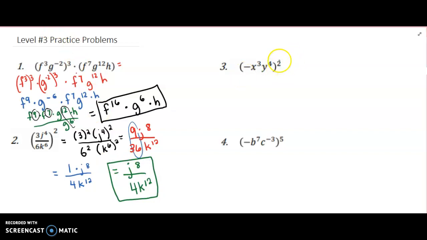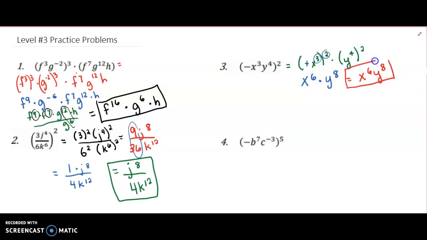All right, let's look at 3. Now remember, this 2 goes to all of these terms. So it would be negative x to the 3rd squared times y to the 4th squared. Okay, well negative x, anything to the squared power, guys, is going to turn that to be a positive. So then you just need to do x to the 3rd to the 2nd. Remember, we multiply these, so this is just positive x to the 6th times 4 times 2 is 8, so y to the 8th. And if you didn't want this multiplication in between, you could just do x to the 6th, y to the 8th. That's okay too. Either one of those would work for me.